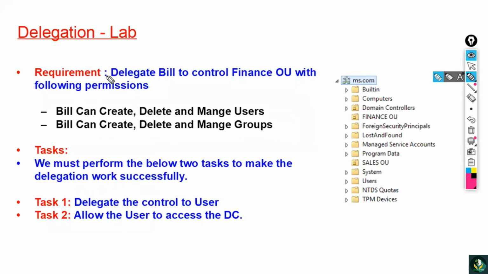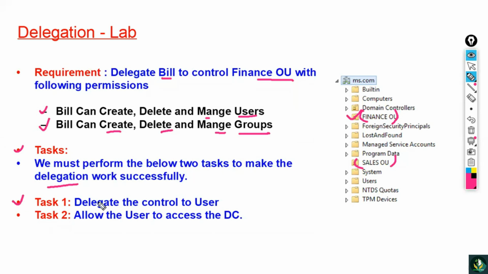Then our requirement is to delegate Bill to control the finance OU. Bill should control only the finance OU, so he can't access the other OUs. With the finance OU, Bill can create, delete, and manage users, and Bill can create, delete, and manage groups. So we must perform the below 2 tasks to make the delegation work successfully.